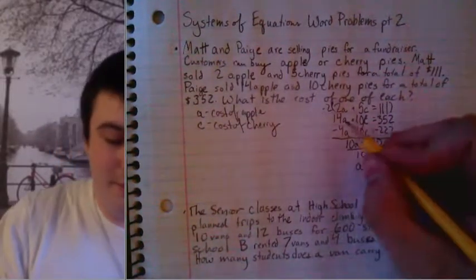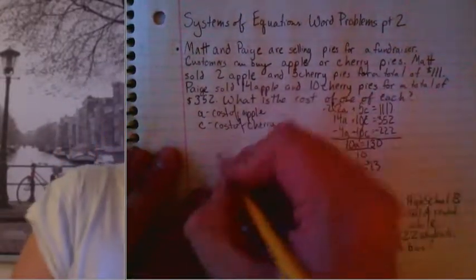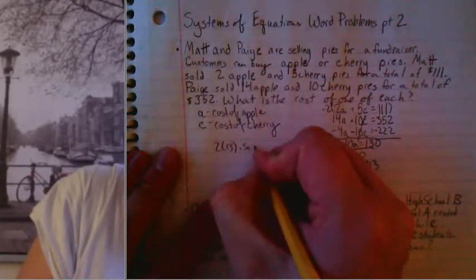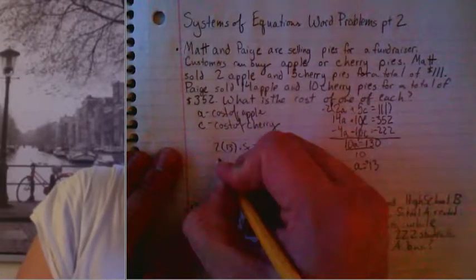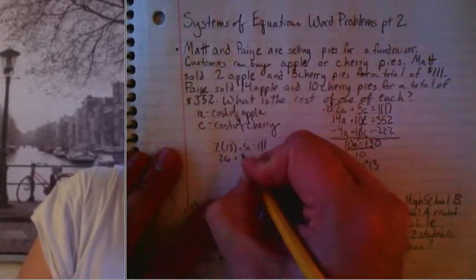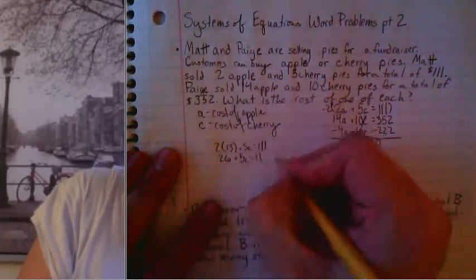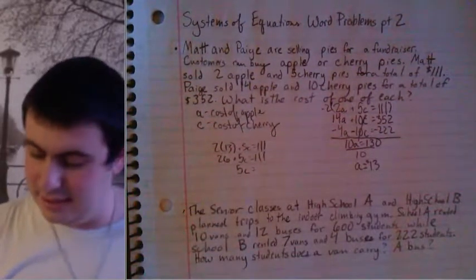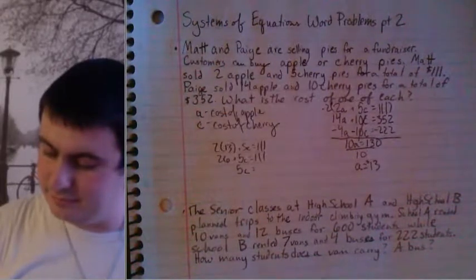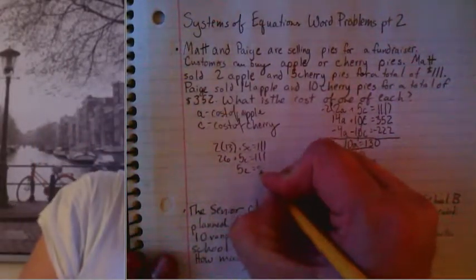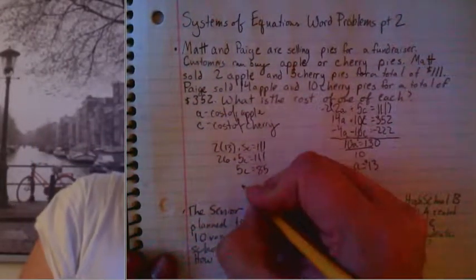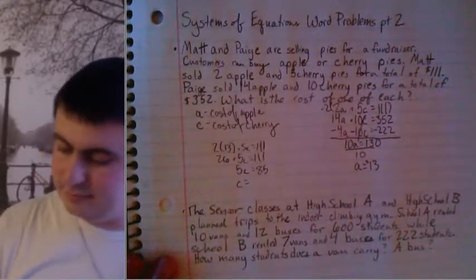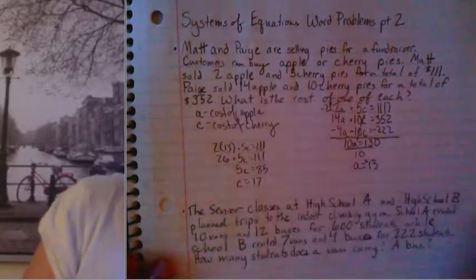Let's see. I'm going to go with our original equation here. So 2 times 13 plus 5c equals 111. So 26 plus 5c equals 111. So 5c, when we subtract 26 from 111, we get 85. Divide by 5, we get that c equals 17.